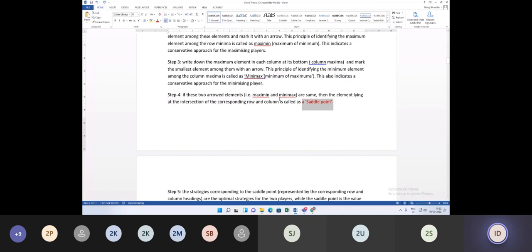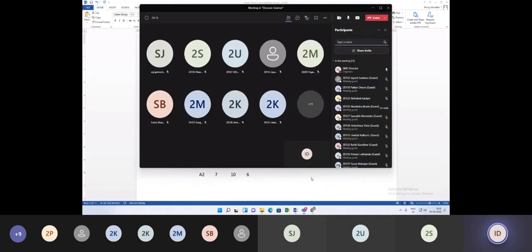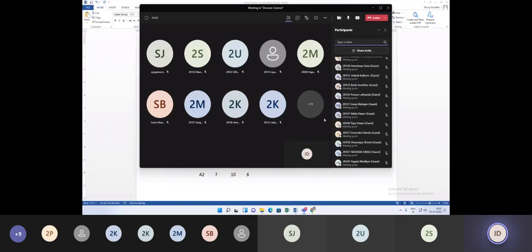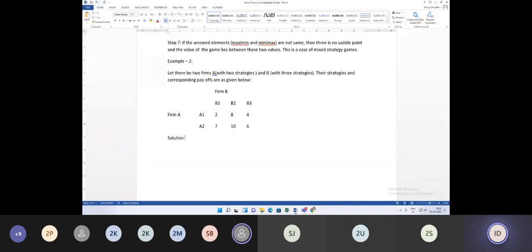Are you noting the example? Come on. Have you taken pen and pencil? Is it over? Shall I proceed? Solution.